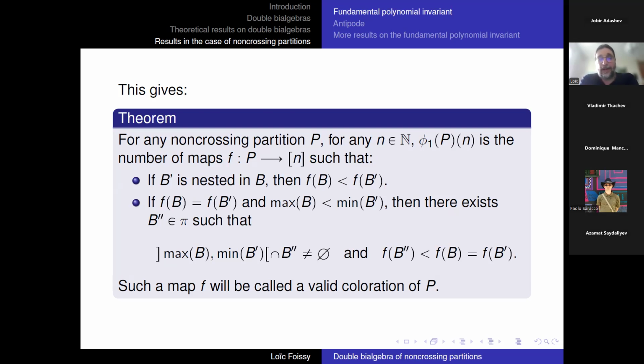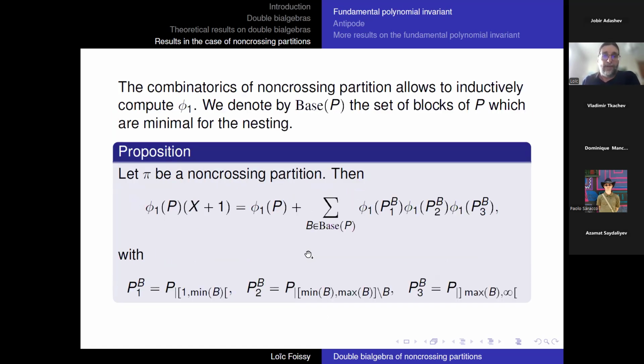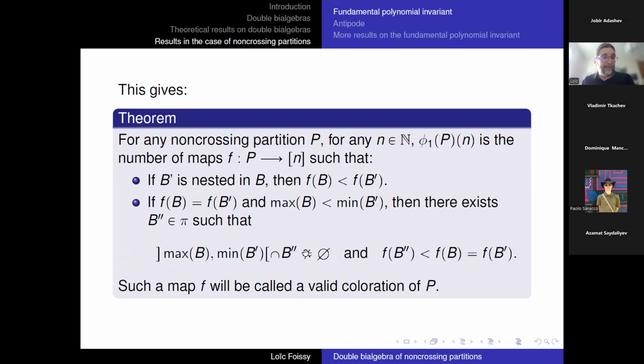Then these two blocks should be separated by another block, B second. So this means that this block is between B and B prime, and its color should be smaller. So this is quite a classical condition. This is related to the Carlitz condition or things like this. This is really more strange. So, well, you have a combinatorial interpretation of this fundamental polynomial invariant.